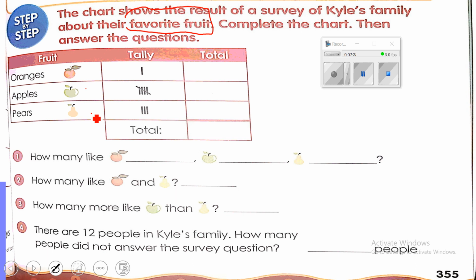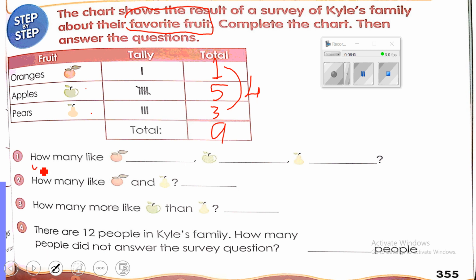Yes, for orange, how many? 1. So I'm writing here 1. For apples, perfect. It's a group of 5. Already when you see this crust, it's 5. And pears, perfect. It's only 3. So 1 and 3 together, perfect. It's 4. 4 and 5, perfect. It's 9. So the total is 9. The total students that I'm asking and making the survey with are 9.